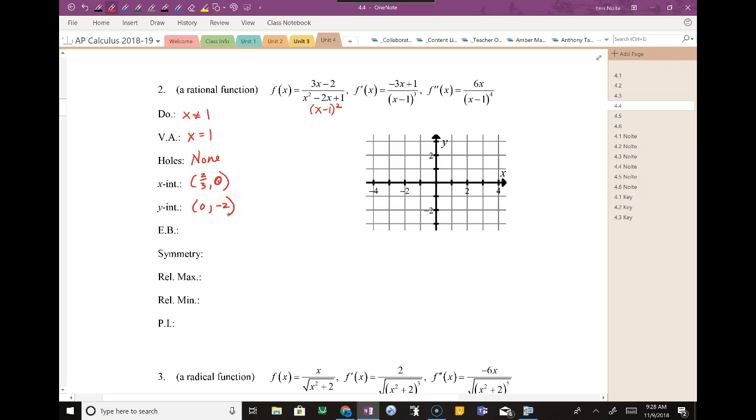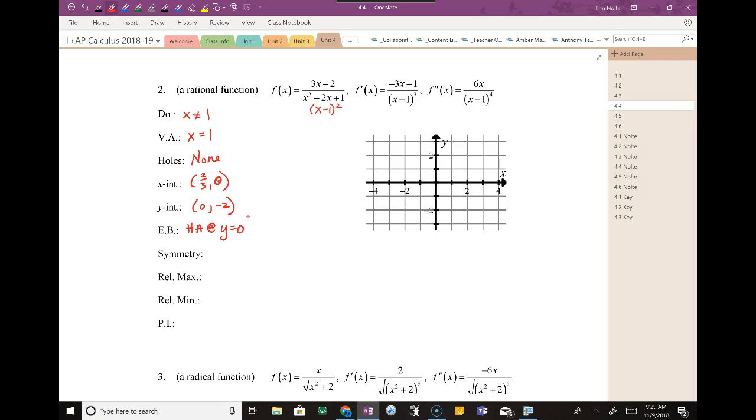Okay, and behavior, I can go back to the original form and think, is it bigger on top or is it bigger on bottom? Bigger on bottom, so where's your horizontal asymptote? Good. So we can say horizontal asymptote at y equals 0. You can write it as a horizontal asymptote, or you can write it as x approaches infinity, the y goes to 0, and as x approaches negative infinity, the y goes to 0.